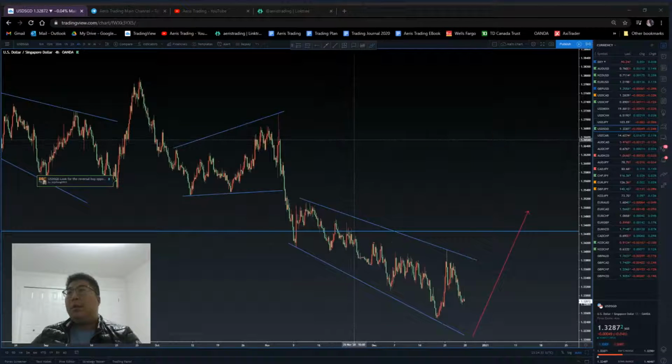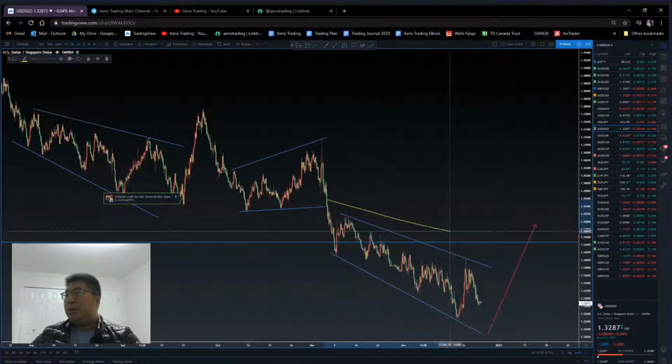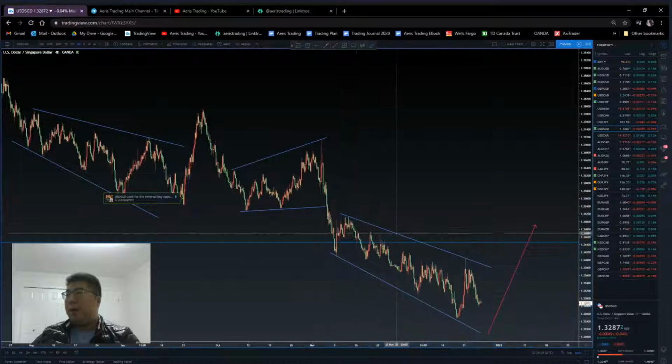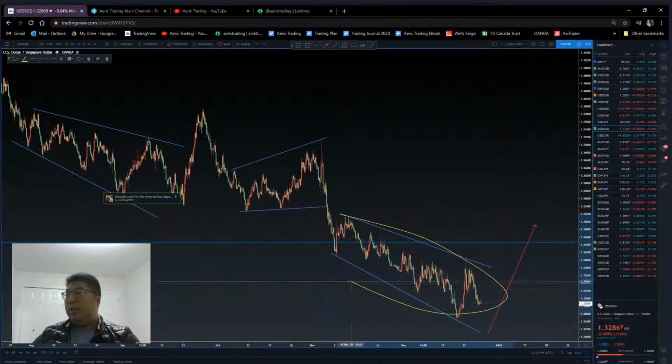So let's continue. So dollar, Singapore dollar. I talk about this for a while. As long as price is within this overall correction, my bias is the same. I'm still looking for a reversal from this price action because this is a reversal structure.